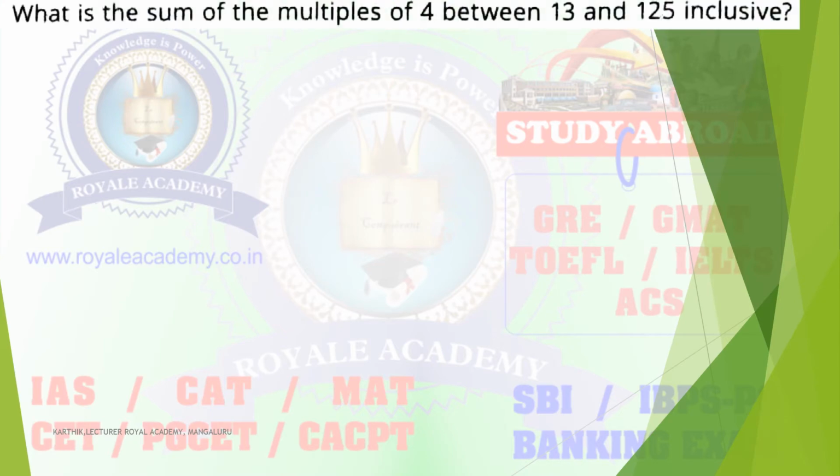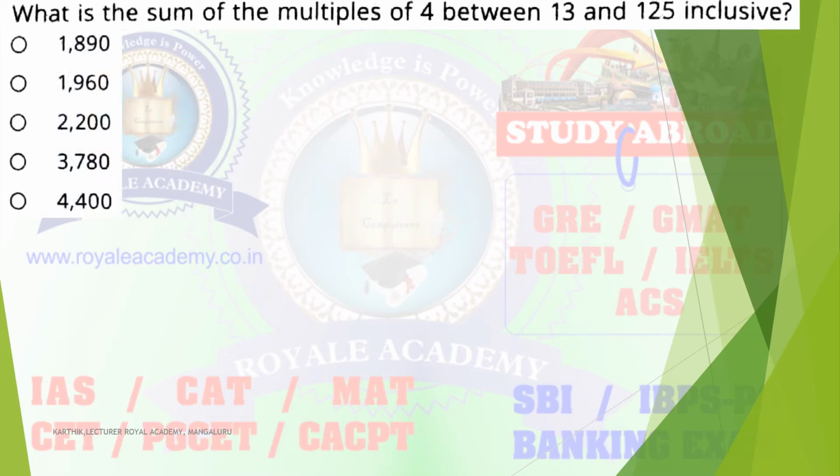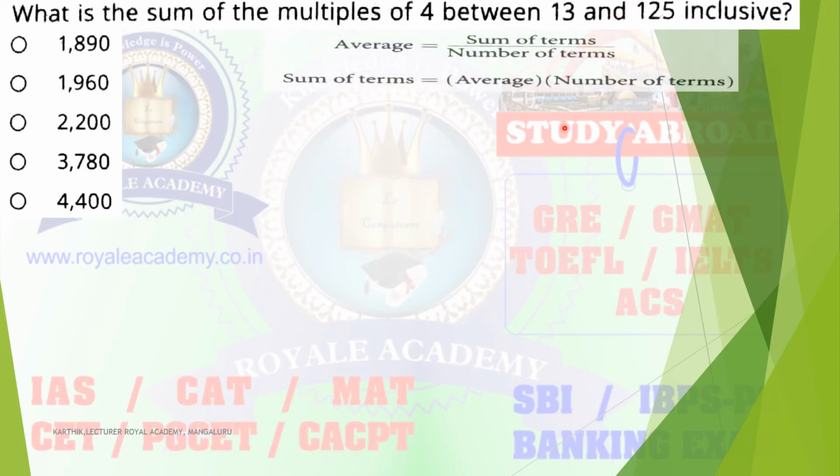So next one, what is the sum of the multiples of 4 between 13 and 125 inclusive? So total sum they are asking. So what is the sum of the multiples of 4? So you have to determine how many multiples of 4 are in between 13 to 125. Along with that, the sum is what? That you have to determine. So you can easily determine.